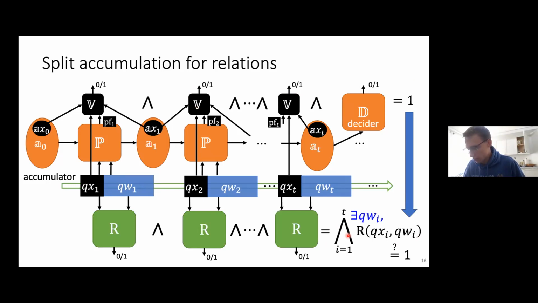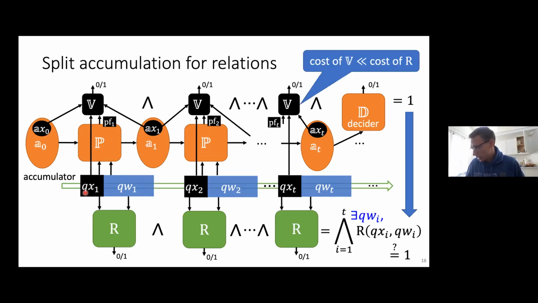Okay, so the key difference here is why we call it split accumulation: we simply split our predicate and we split our accumulator into a short part and a large part, and then the verifier only needs to access the short parts.